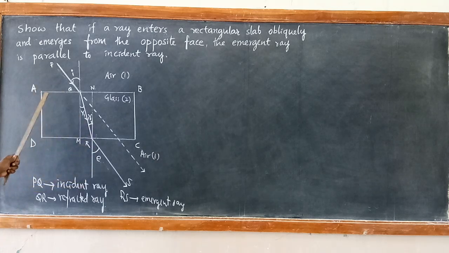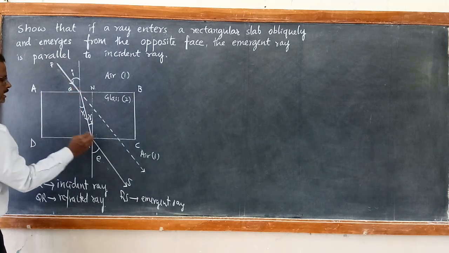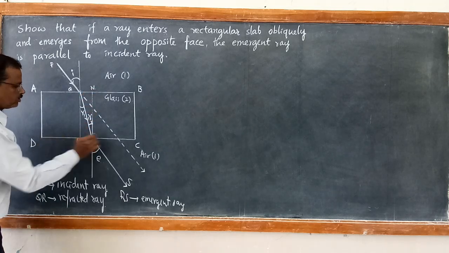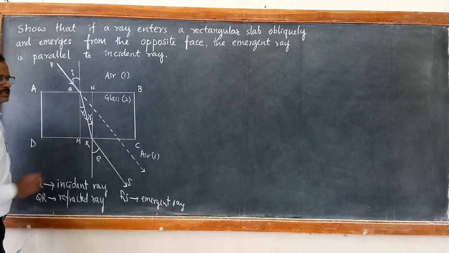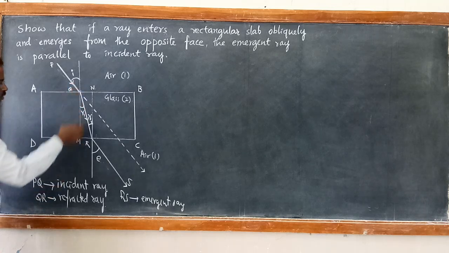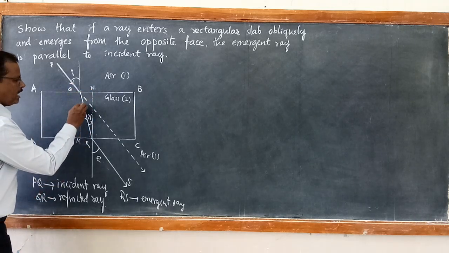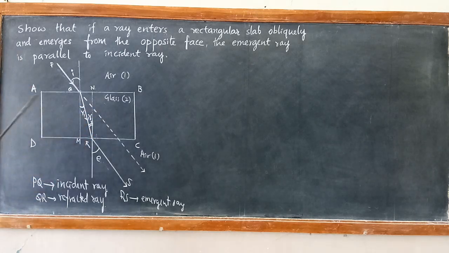Okay. Now, from this geometry, look at these normals. QM normal and RN normal. These are the perpendiculars drawn to the rectangular faces at Q and R respectively. So are they not parallel to each other? So QM and RN are parallel to each other. Therefore, angle r1 becomes equal to angle r2. Alternate interior angles are equal.